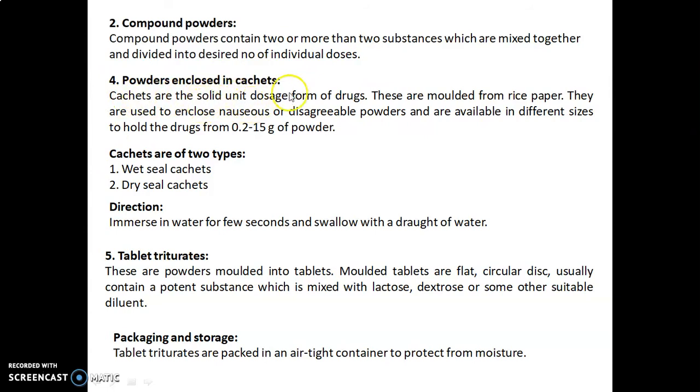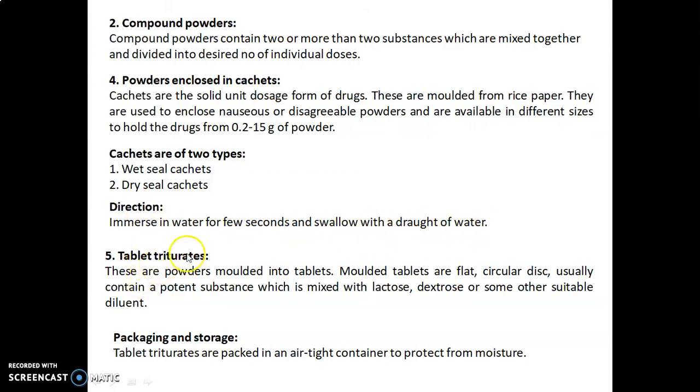Cachets are the solid unit dosage form of the drugs. These are molded from rice paper. They are used to mask nauseous or disagreeable powders and are available in different sizes to hold from 0.2 to 15 gram of powder. Cachets are of two types, that is wet seal cachets and dry seal cachets. Direction for this is to immerse in water for a few seconds and swallow with a draught of water.